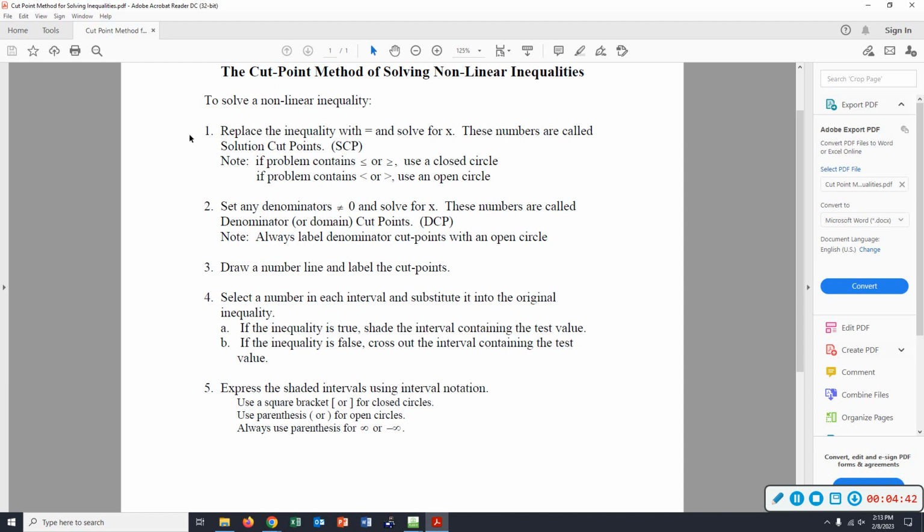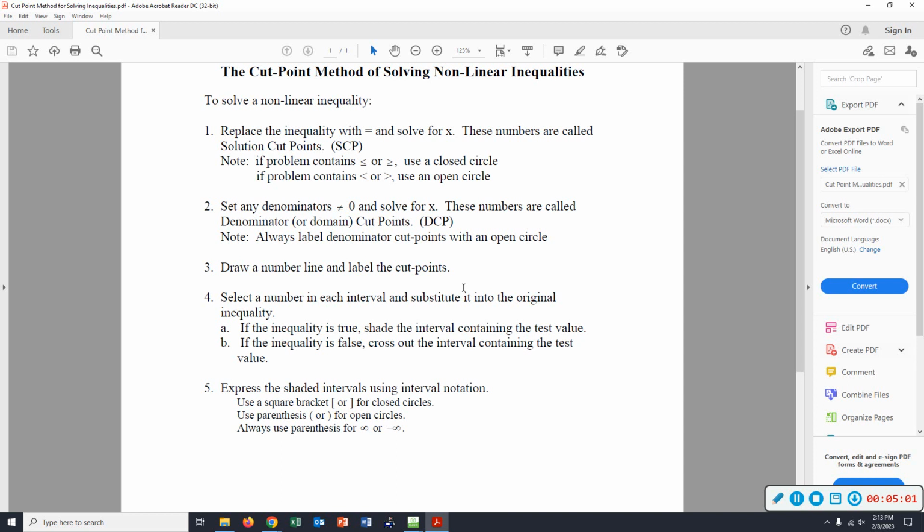This is what I was talking about as class was starting. You ask yourself, when is the inequality equal to? Where is it undefined? That's what you're doing in step number 2. Anywhere else, it's either less than or greater than. You draw a number line, label those cut points.